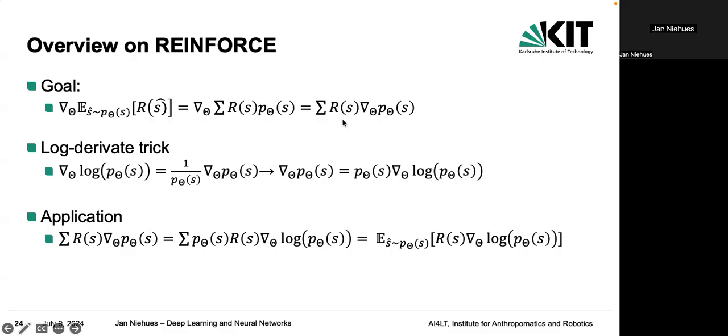So we start again with what we had. Then, instead of the derivation of P of S, we put in the formula at the end. And now we again have an expectation value: the expectation of the reward times the derivation of log P of it. So the derivation of the expected reward is the expectation of the reward times the derivation of the log probability. This is the main idea we have in order to calculate this type of thing.